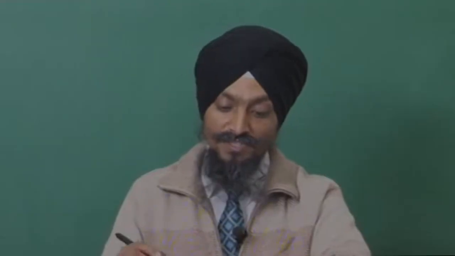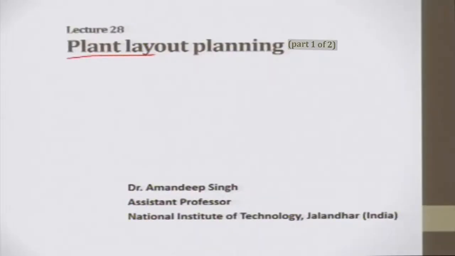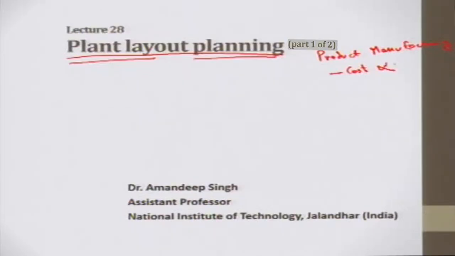And in this specific lecture, I am trying to focus on the plant layout planning. Plant layout is an important factor in product manufacturing, because the cost of the product is very much dependent upon the time. Cost is proportional to the time that is taken by that product to get manufactured. So this time is a very important factor in a factory.